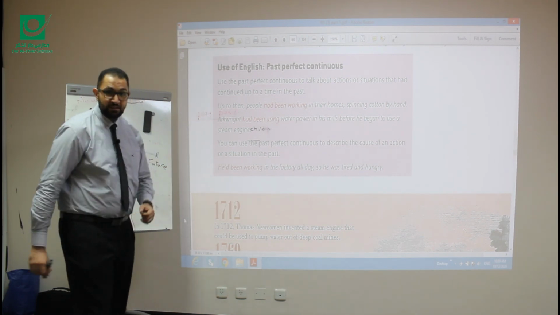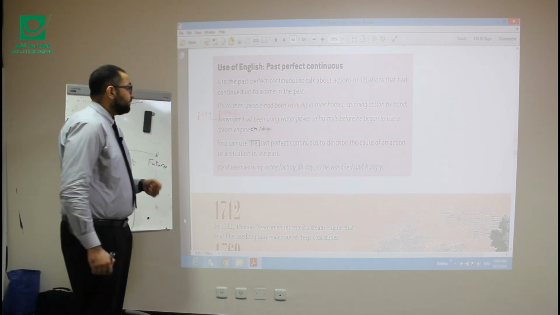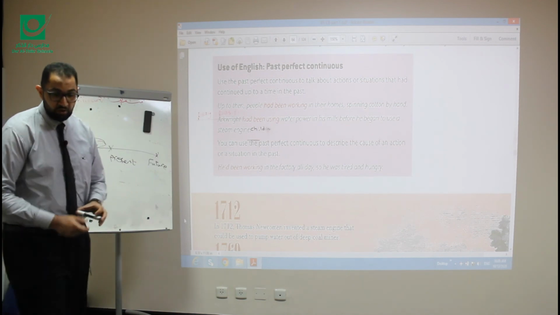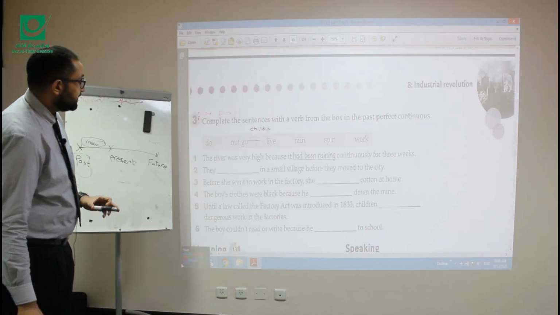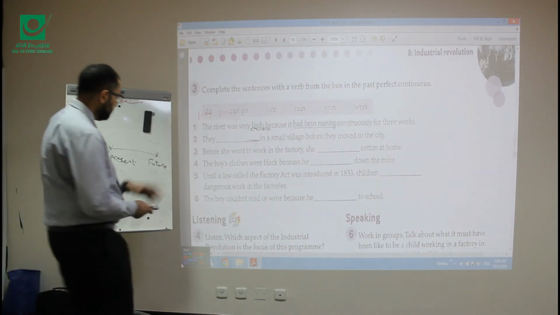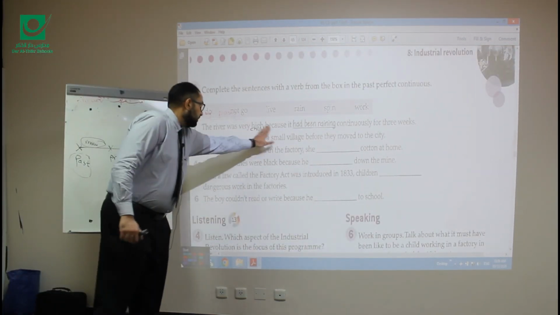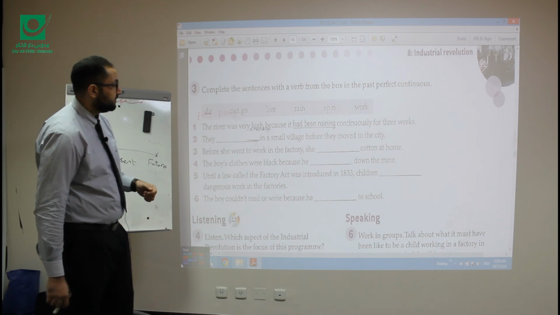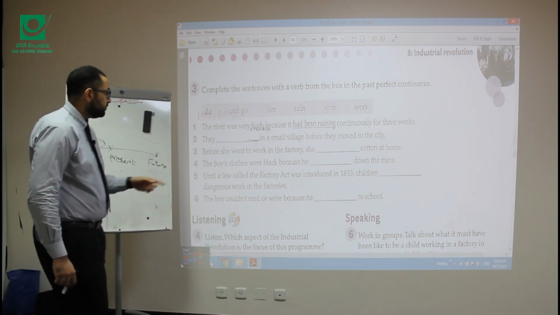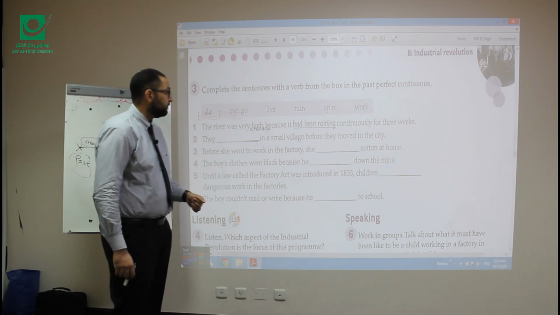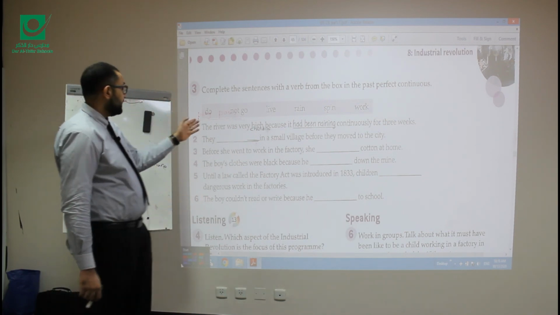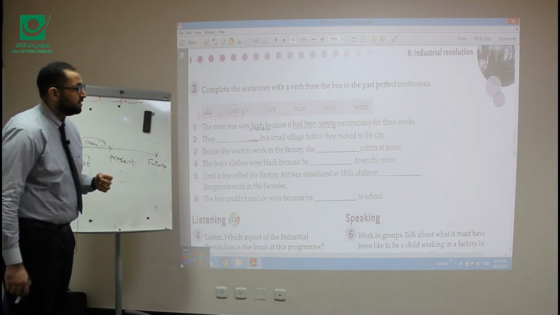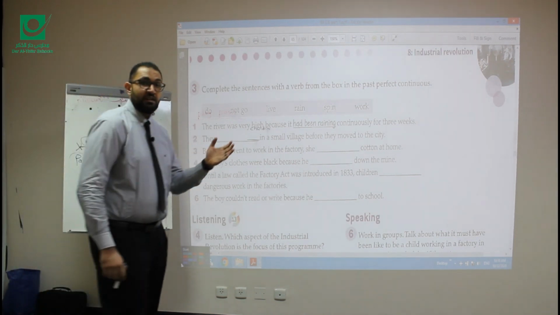Looking at the text, you will find many examples for these. Arkwright had been using, he had been working in the factory, and so and so. So we would answer two sentences here using the past perfect continuous. Like, for example, number one is done. The river was very high because it had been raining continuously for 3 weeks. Number two, they in a small village before they moved to the city. So they had been living. Number three, before she went to work in the factory, she cotton at home. She had been spinning, and so on.